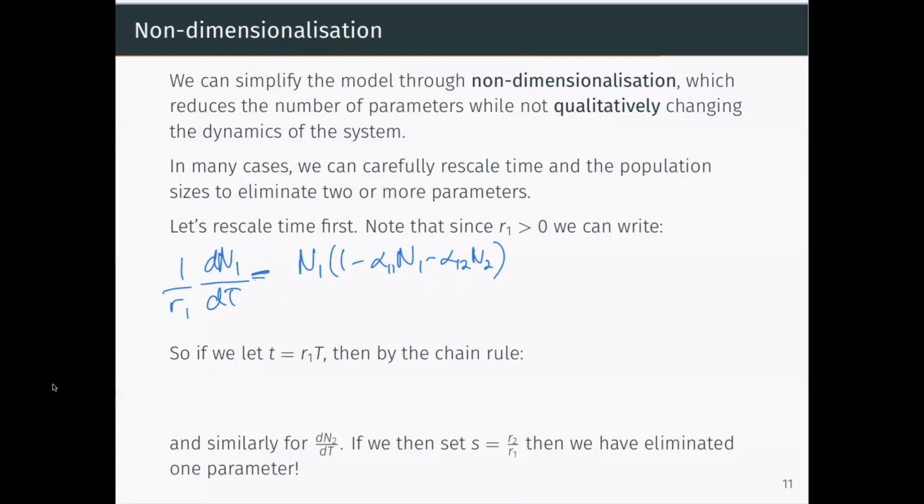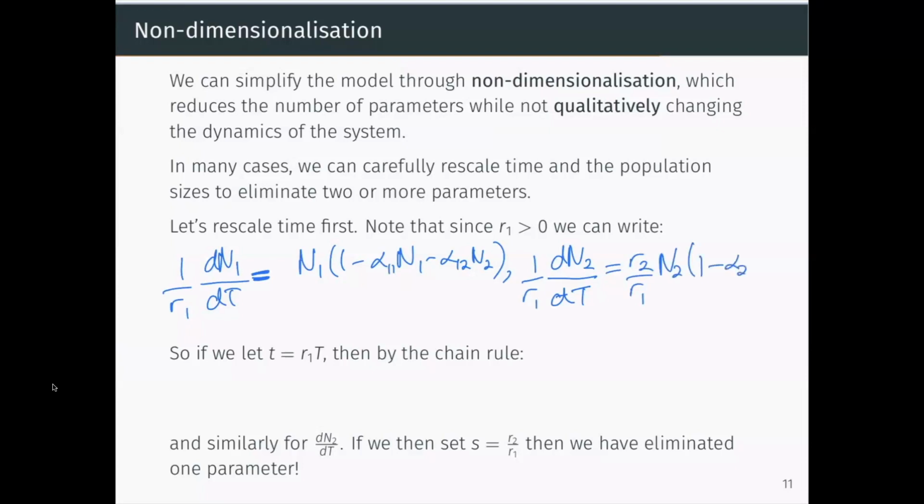And I haven't changed anything fundamental about this model. All I've done is divide both sides by r1. I still have the same model. Now for species 2, I don't want a different timescale. I want the same timescale. So I'm also going to divide both sides of this equation for n2 by r1 as well. Again, I'm not changing anything about the dynamics of these models in a qualitative sense.